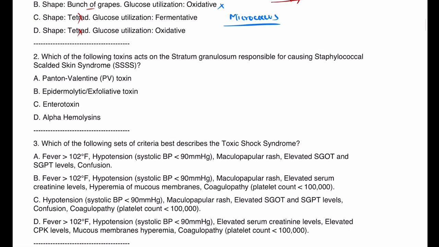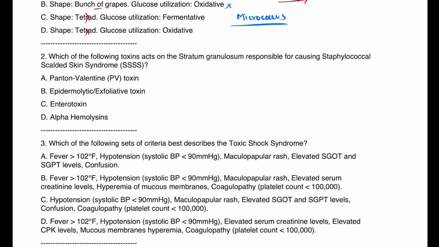The next question, which toxin is responsible for causing staphylococcal scalded skin syndrome? The answer to this question will be exfoliative toxin or epidermolytic toxin. Because of the epidermolysis, there will be scalded skin syndrome.